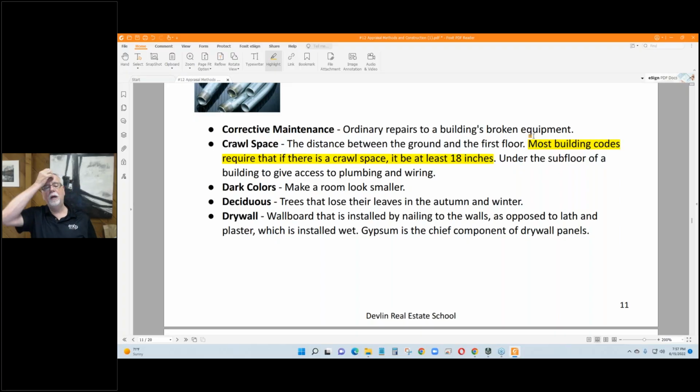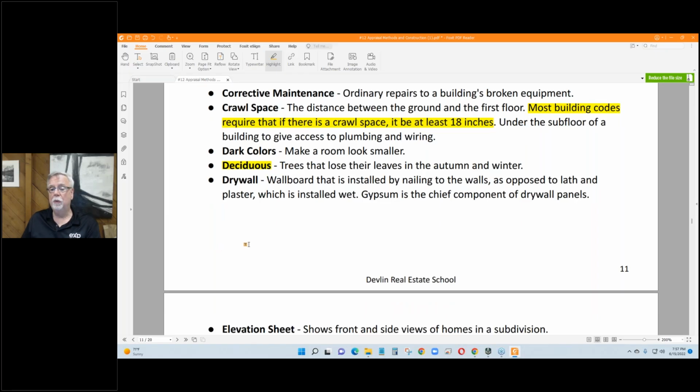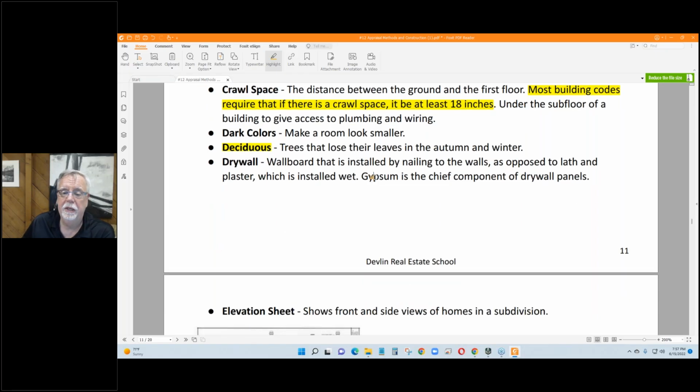Deciduous, how did deciduous come on the state exam? The question was, which of the following is not a type of soil? They had alkaline and sandy, and one of the choices was deciduous. And deciduous is not a type of soil. Drywall is made out of gypsum as opposed to wet wall. It used to be the walls were lath and plaster, but now it's wall board.